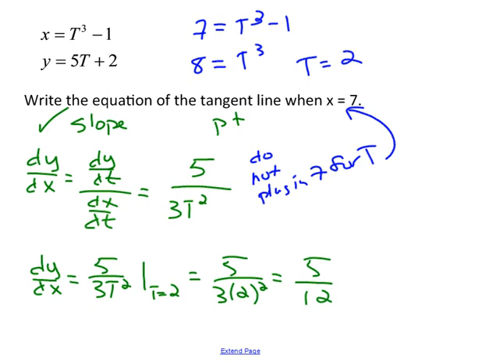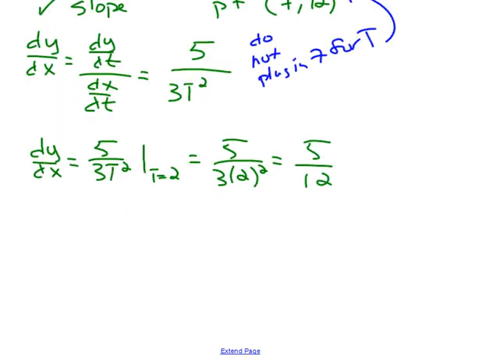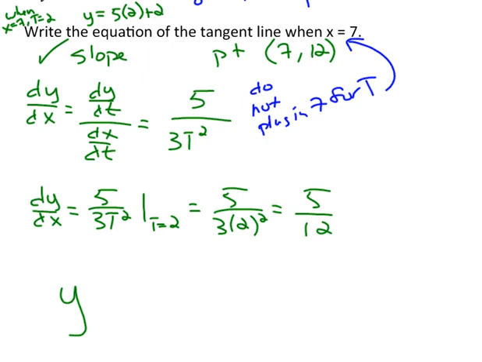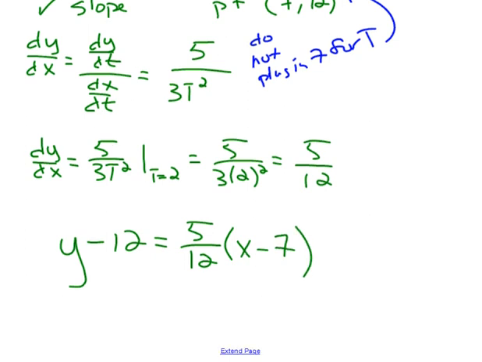Well, I already have my x-coordinate. My x-coordinate is 7. Now I need my y. To find my y, I go back to my original equation, and I say when x is 7, t is 2, which makes y equal to 5 times 2 plus 2, or y is going to be 12. Now I have all the pieces I need for my tangent line. y minus my y value is my slope, which is 5/12, times (x minus my x value). Or again, alternately, if you like this better, y equals 12 plus 5/12 times (x minus 7).